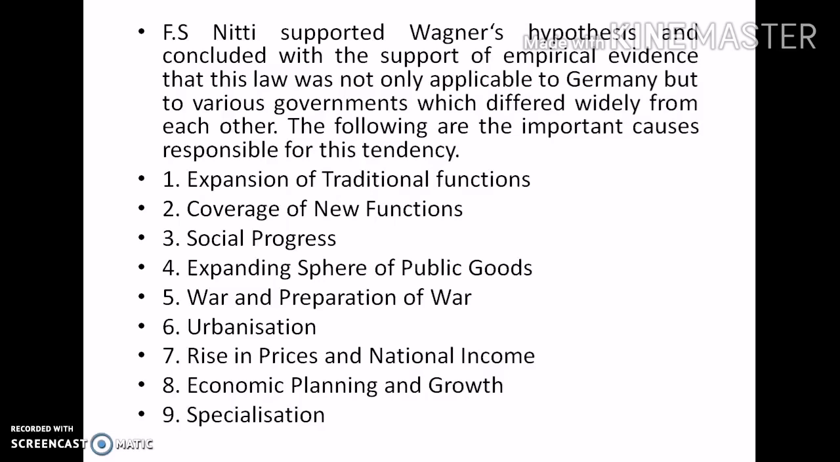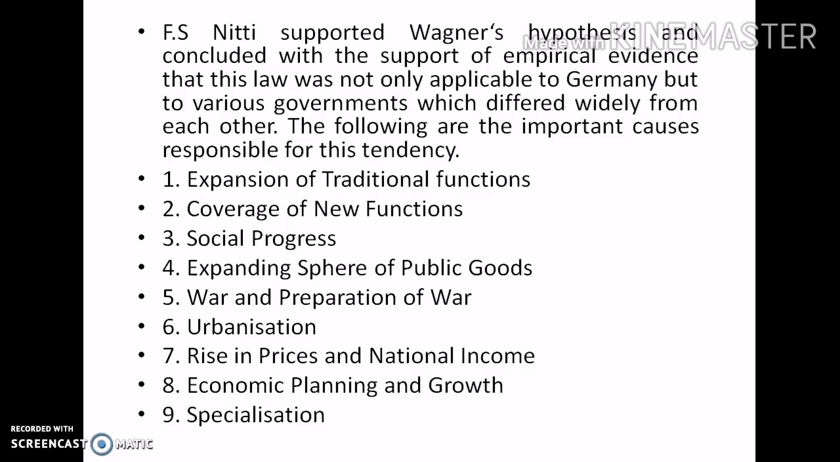Expanding the sphere of public goods. Almost all modern democratic governments have increasingly recognized the need to provide and expand the sphere of public goods. The need and necessity to provide social and merit goods through budgetary allocations was increasingly recognized by the modern state. The state was trying to shift the composition of national product more in favor of public goods.